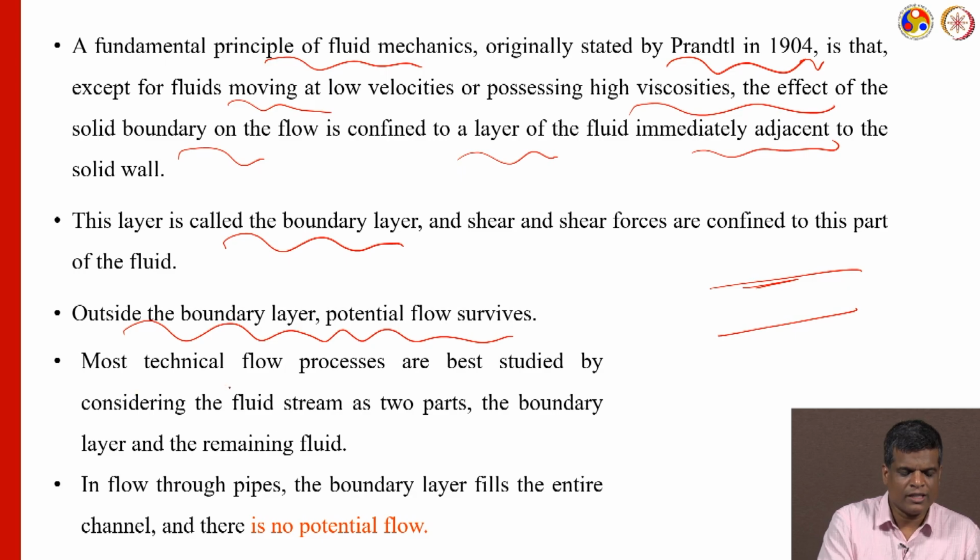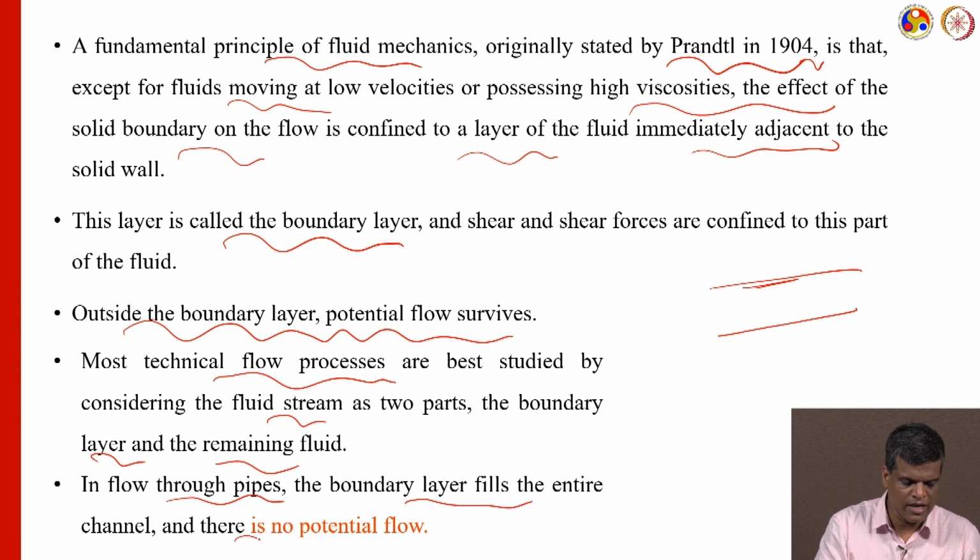Most technical flows are best studied by dividing the fluid stream into two parts: one is the boundary layer, the other is the remaining fluid. In flow through pipes, the boundary layer fills the entire channel and there is no potential flow. If it fills the entire channel completely, there is no potential flow.